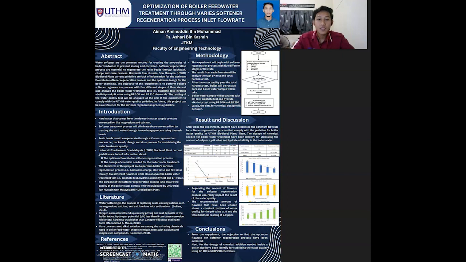For the conclusion of my project, at the end of the experiment, all of the objectives have been achieved. Firstly, the objective to find the optimum flow rate for the softener regeneration process has been achieved. And next, the dosage of chemical needed inside a boiler has also been identified for stabilizing the water quality using BP100 and BP210 chemicals.